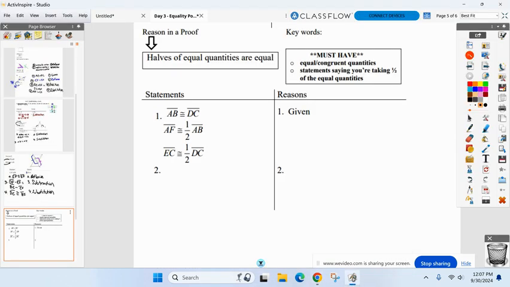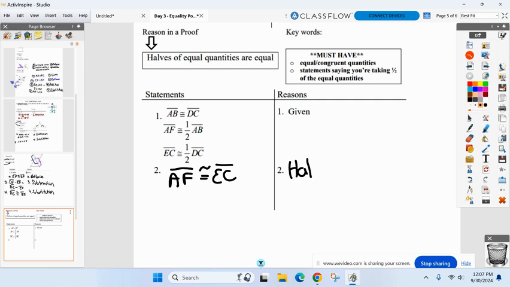I know AB and DC are equal, I took half of them. AF equals EC. Those new halves are congruent, AF and EC. Those two new halves are equal. And the reason? It's all right. Remember, reflexive is something equal to its exact self.